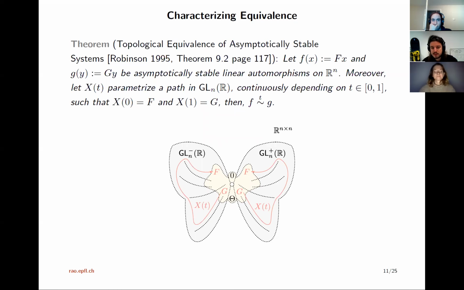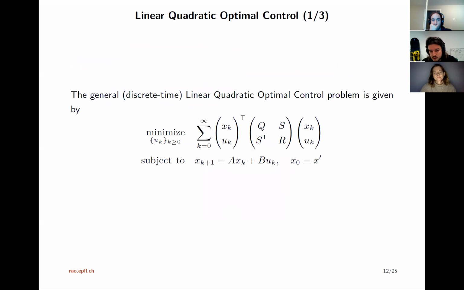So this is a very nice characterization, and it's, I would say, practically useful. Now we will apply precisely this theorem in the context of linear quadratic optimal control, which I guess we will see more of this week.